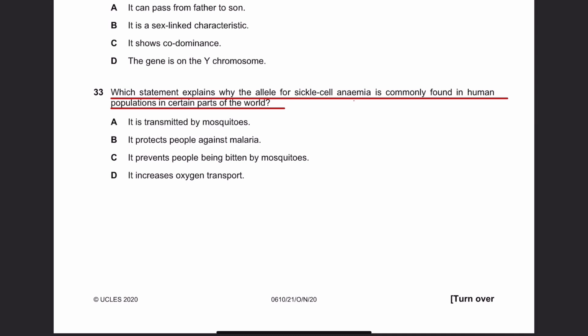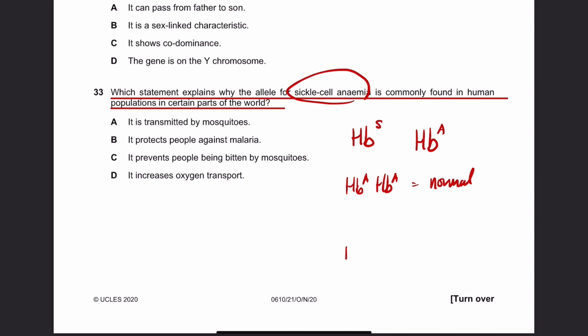So sickle cell anemia is a strange genetic disorder. It's caused by the HbS allele. If you have HbA, or two of them, you're normal. So having two of these, you have normal red blood cells.